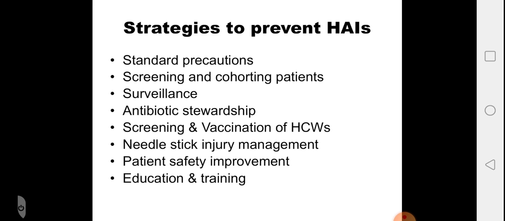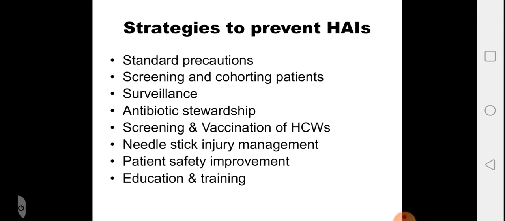Next is screening and cohorting of patients. What does the screening and cohorting of patients mean? Say you're suspecting the patient to have been colonized with or infected by a multi-drug resistant bacteria. You have to do the culture and screen, and if he's suffering with this multi-drug resistant form of bacteria, you have to isolate the patient. So you can cohort the patients, that is, you can bring in the patients who are colonized or infected with the same multi-drug resistant pathogen and place them in the same room. This is known as cohorting of patients.